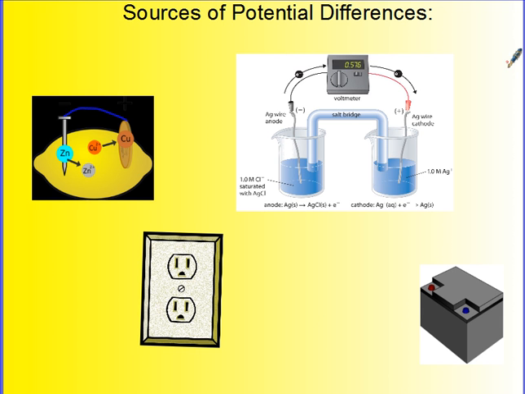Now, there are many sources for potential differences. I mean, we use these all the time. You stick the plugs in the wall outlets. This is a battery. This is a salt bridge with chemicals creating an anode and a cathode. And you all did this in junior high when you built a lemon battery. Same principles.